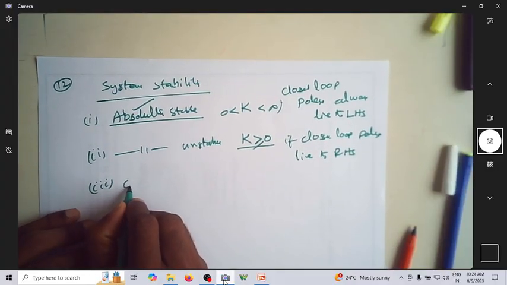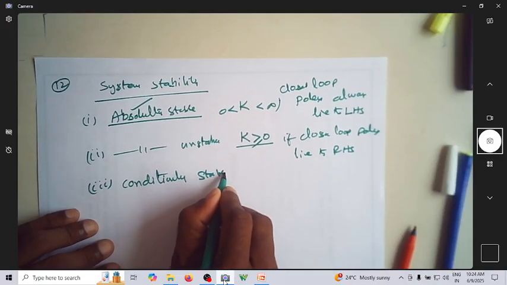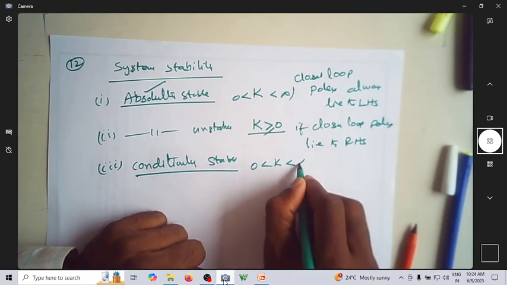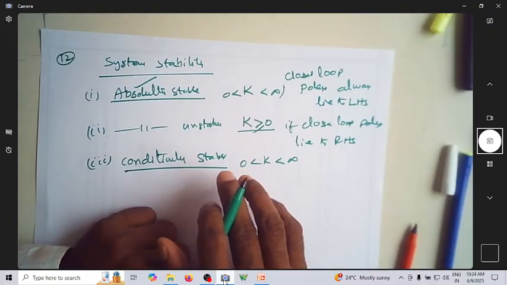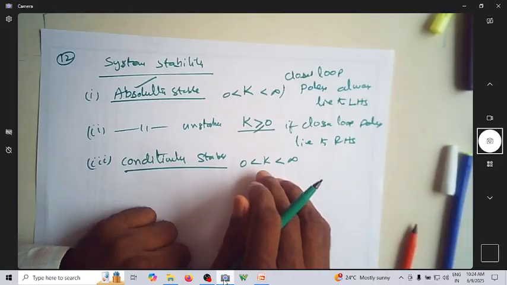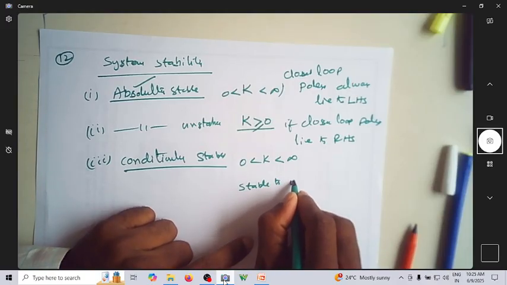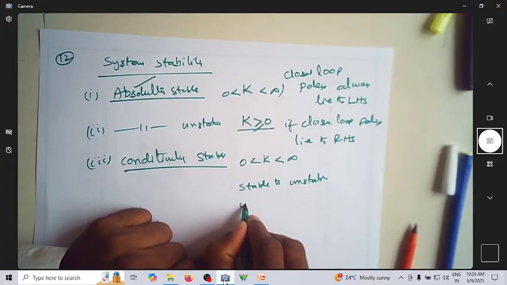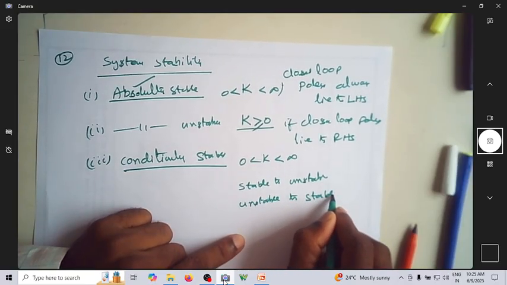Now, what is a conditionally stable system? Whenever I'm changing the value of k from greater than 0 and less than infinity, for a certain range of k, poles are on the left hand side. For a certain range of k, poles are on the right hand side. So the system goes from stable to unstable. Then we say the system is conditionally stable. It is also true that a system can be initially unstable and then become stable. So both are conditionally stable systems.